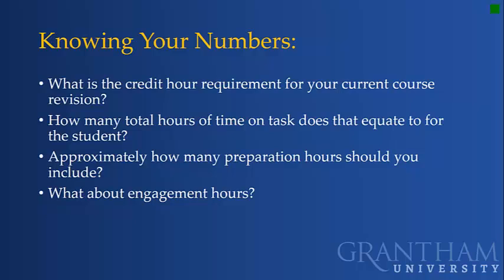Question 2. How many total hours of time on task does that equate to for the student? Remember, each credit hour should equal 45 hours of time on task. Question 3. Approximately how many preparation hours should you include? This number should equate to approximately 2/3 of your total hours on task.